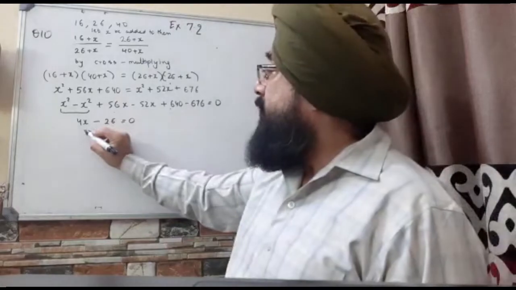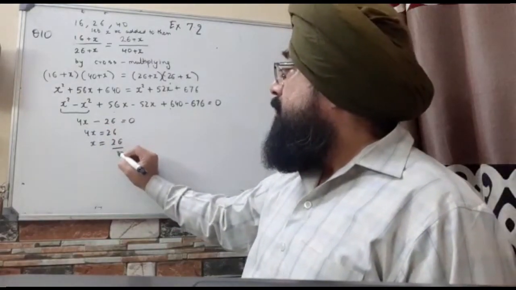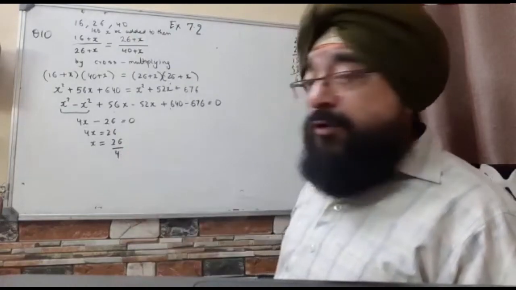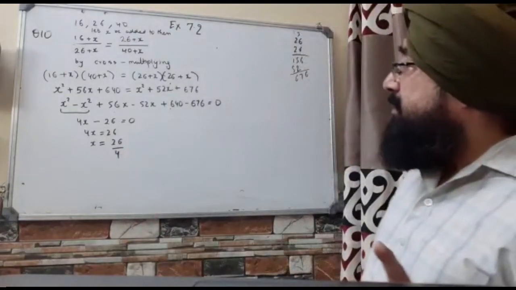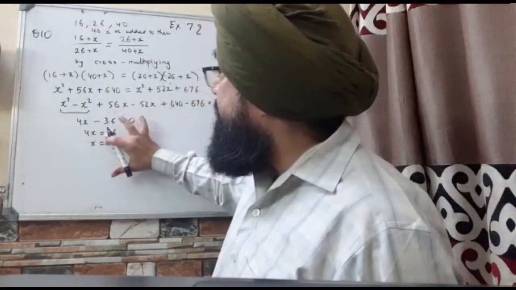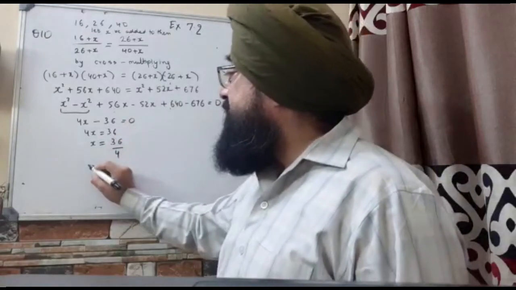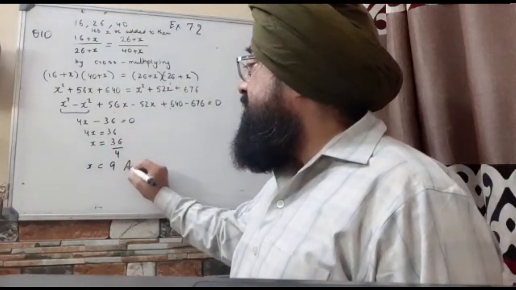So quite handful for you. 4x is equal to 36. Gives you x is equal to 36 upon 4. Mind you, not 26, it's 36. So 36 over 4, and you people prove that you are good mathematicians. That is, x is equal to 9, and this becomes your answer.